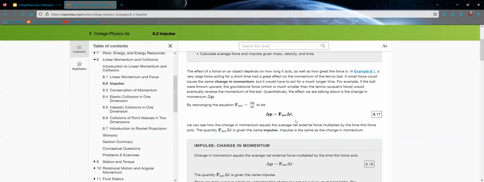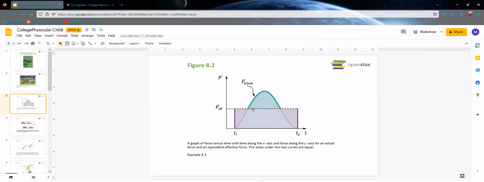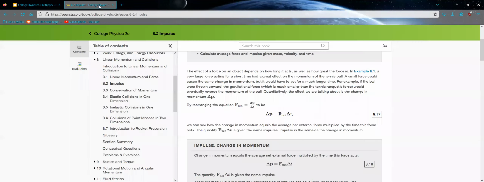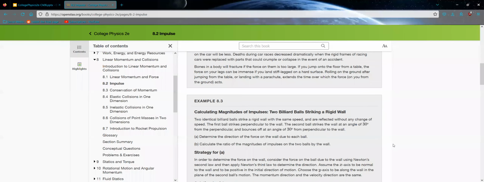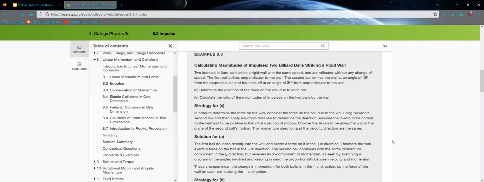And the equation shown here, delta P equals F net delta t, is that process. This triangle here is your impulse, what you're actually doing to your total force, which is the blue line shown here. 8.3 will be an example of this conversation. Again, this is pretty simple math, as you'll come to see.